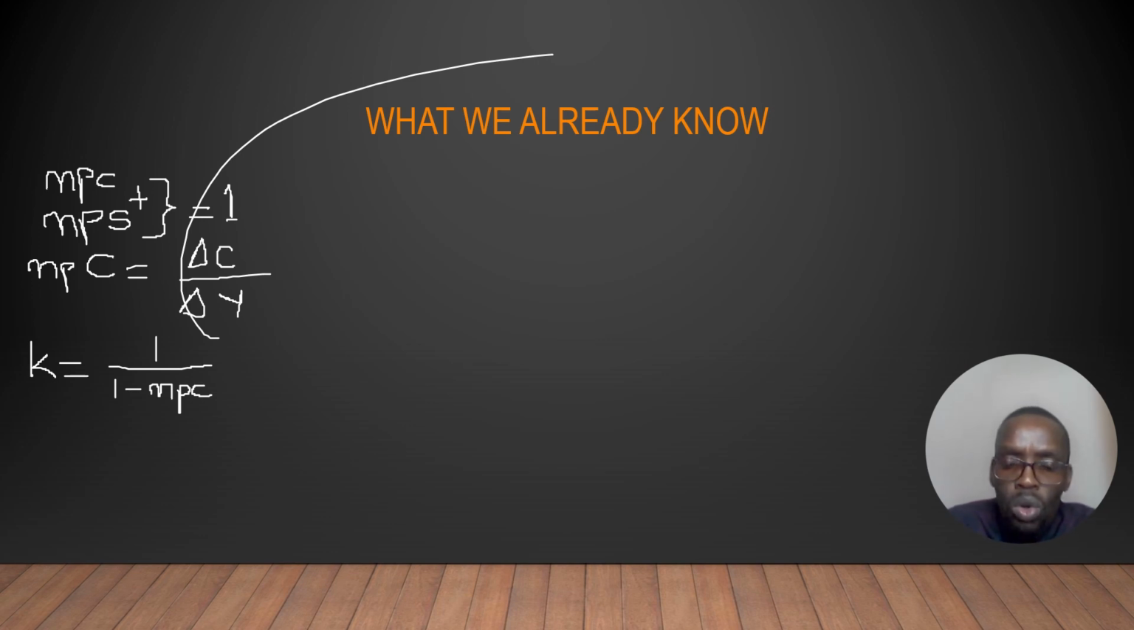Okay, and then you would also find that this formula can also be rewritten, and it will end up appearing as 1 over MPS. Okay, so we are saying it can also be rewritten, and it will end up as 1 over MPS. Now let's just have a scenario so that we can apply that formula and see how it works and make sense of the formula.